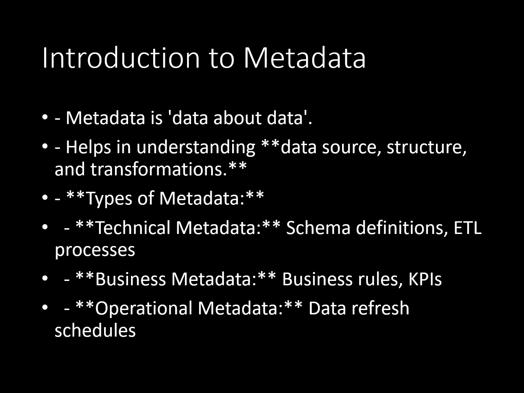Let's now discuss metadata, which is often called data about data. Metadata helps us understand the data in the data warehouse by providing information about its structure, the source of the data, and any transformations that have been applied. There are three types of metadata. First, technical metadata describes the structure of the data and how it's stored in the warehouse. Second, business metadata provides business rules and key performance indicators that help users interpret the data. Third, operational metadata contains information about how often the data is refreshed or when it was last updated.